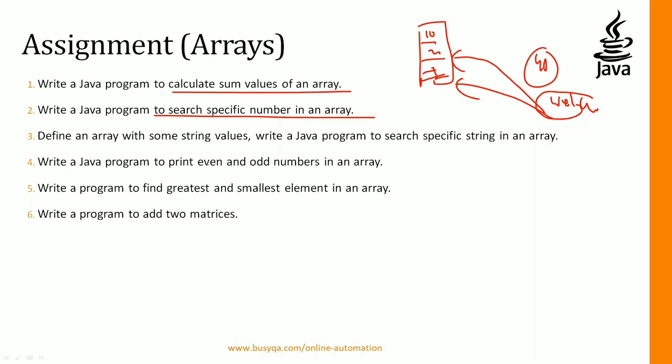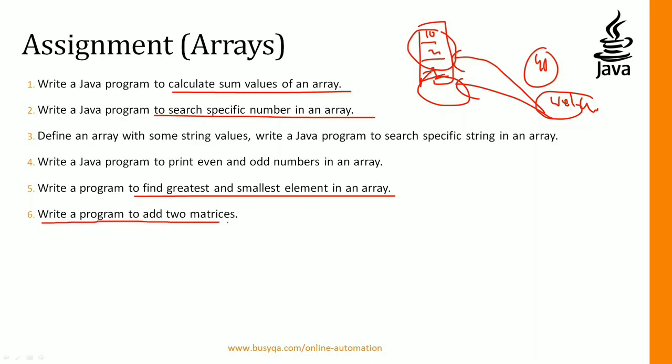Next, write a Java program to print even and odd numbers in an array. Just create an array which contains many even numbers and some odd numbers, and then find out which are the even numbers and which are the odd numbers in this particular array. Just print them. That's another assignment. The fifth one is to find the greatest and smallest element in an array. In an array we have a few numbers. Find out which one is greater and which one is lower. That's another assignment.